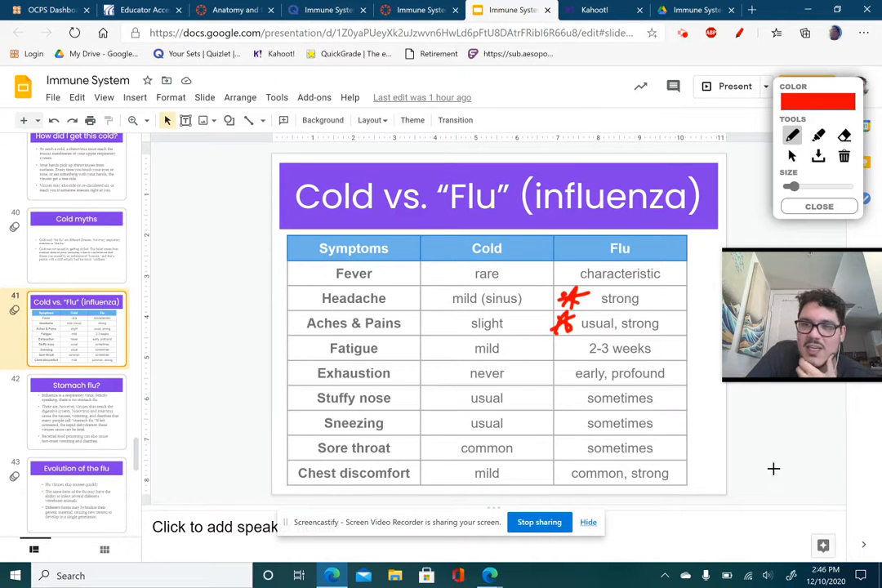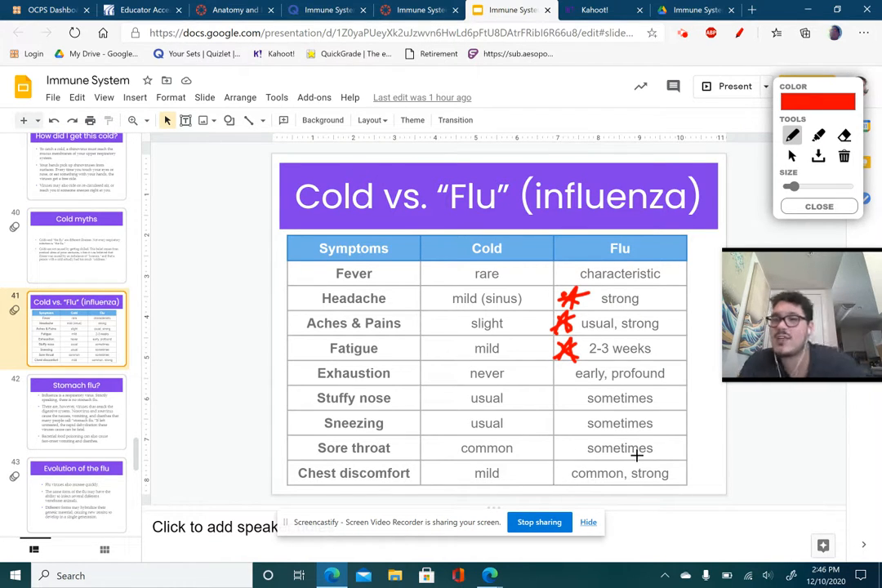It's more mild fatigue. 2 to 3 weeks of fatigue, which is low energy, in flu. Exhaustion is not very common in a cold. It's very prominent amongst flu, which is basically you're resting, but you don't feel rested. Stuffy nose, sneezing, and sore throat, that's all stereotypical of a common cold. Chest discomfort, not too much with a cold, but with flu, it is much more common.